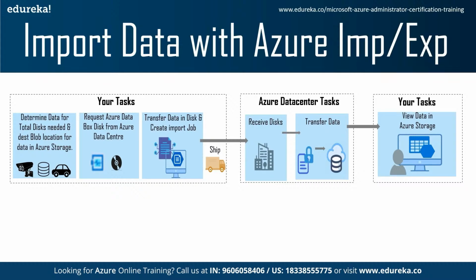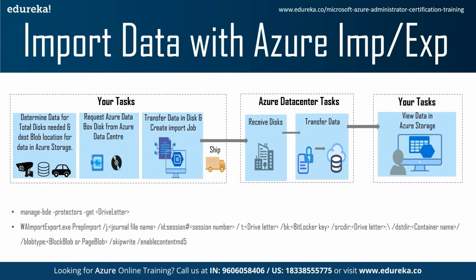That can be done by connecting each disk to your Windows system and creating a single NTFS volume on each disk. Each disk must use a SATA connector. Enable BitLocker on the NTFS volume and then copy the data to the encrypted disk by using a tool like Robocopy. Open a command prompt window, go to the folder where you installed the WA import export tool, and run the following command to retrieve the BitLocker key for the drive. These are the commands you can see.